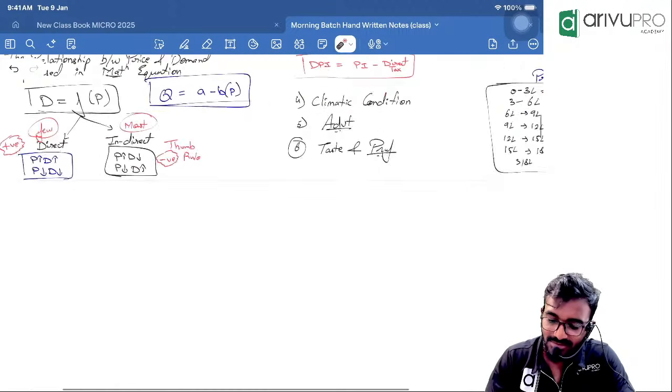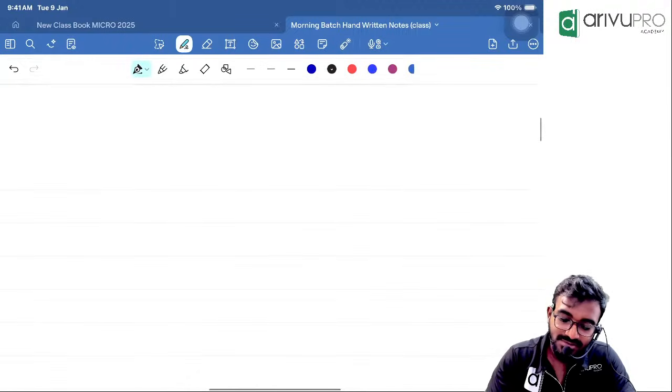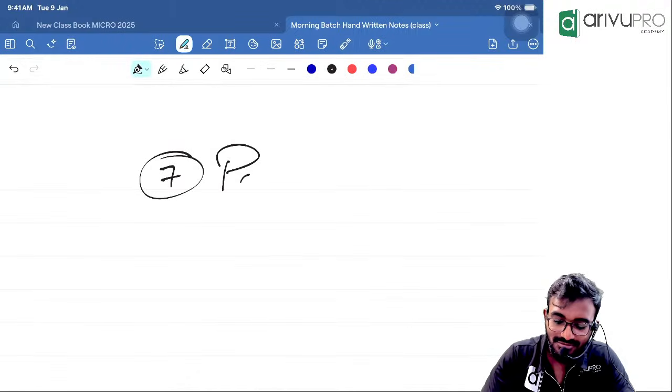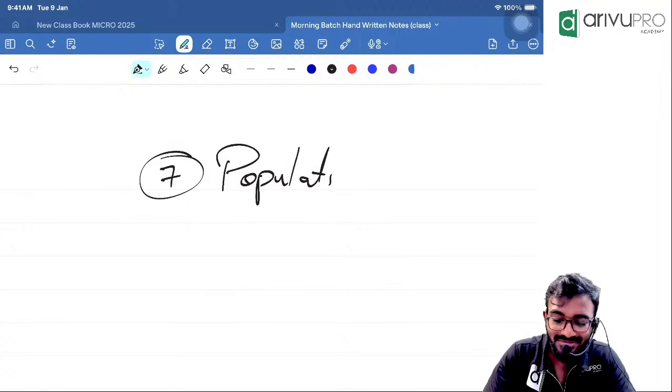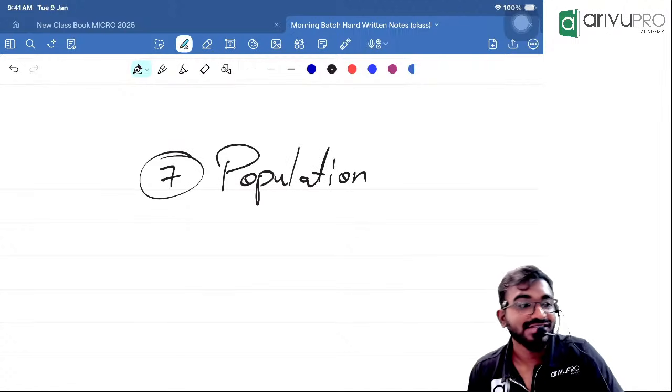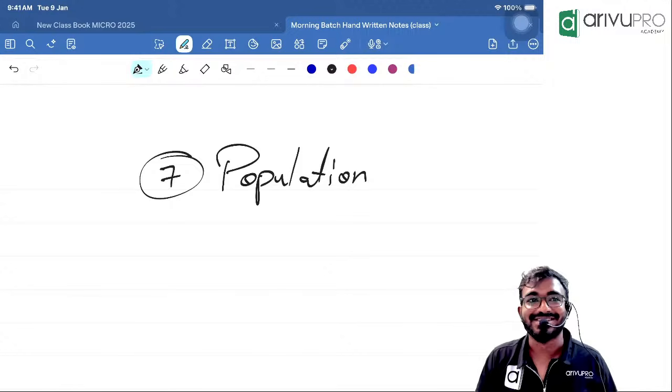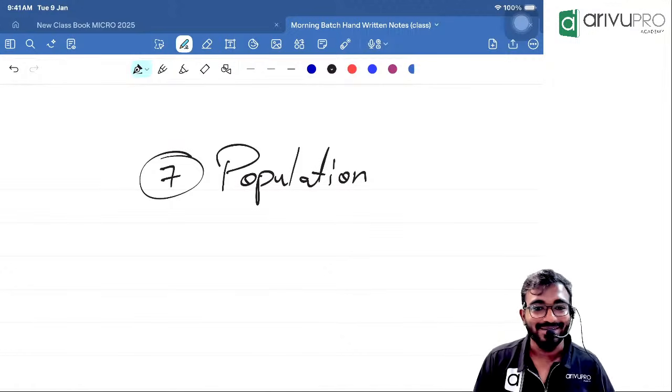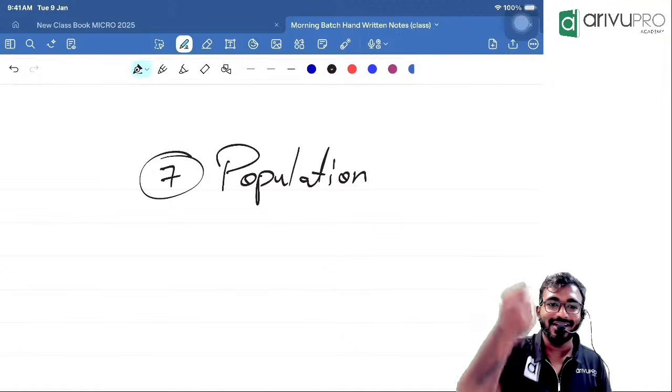Now comes point number 7 and the most important, what India is most famous for. See, population. When I said what India is most famous for, population. Achievement, man. All credit goes to our grandma and great-grandma.